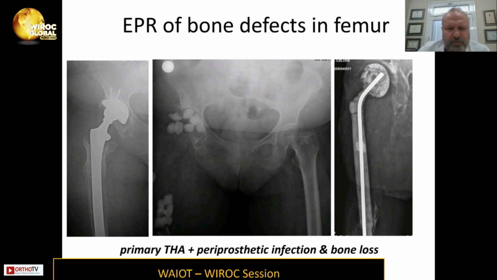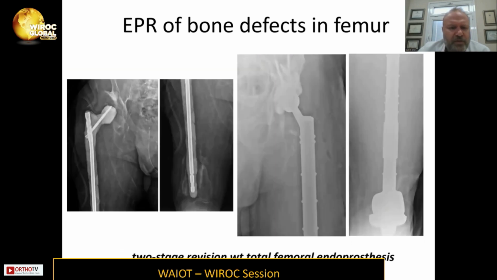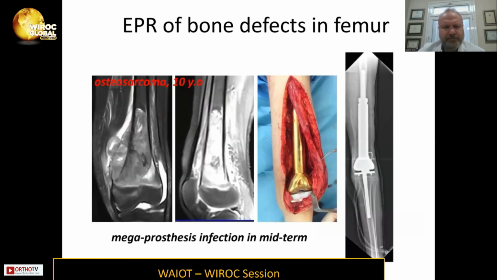This is a primary total hip arthroplasty patient, and the patient had a periprosthetic infection, and following serial debridements, a bone loss was created, and you see the final result. The whole femoral segment was reconstructed by a nail and surrounded by polymethyl methacrylate. And then after the infection was overcome, in the second stage, a total femoral endoprosthesis was applied to manage this total femoral bone defect.